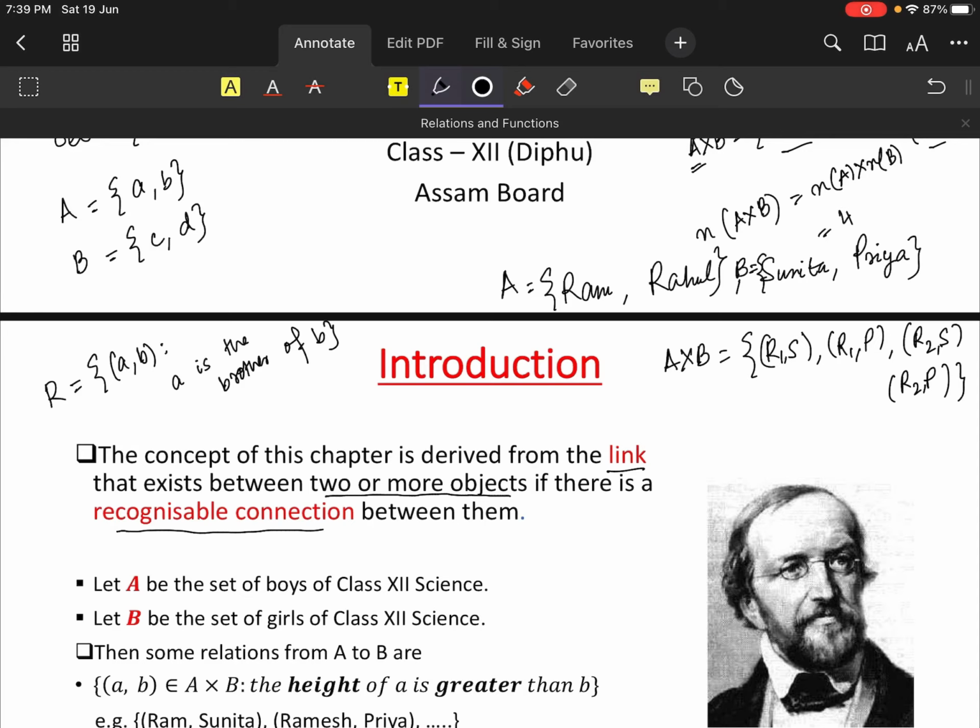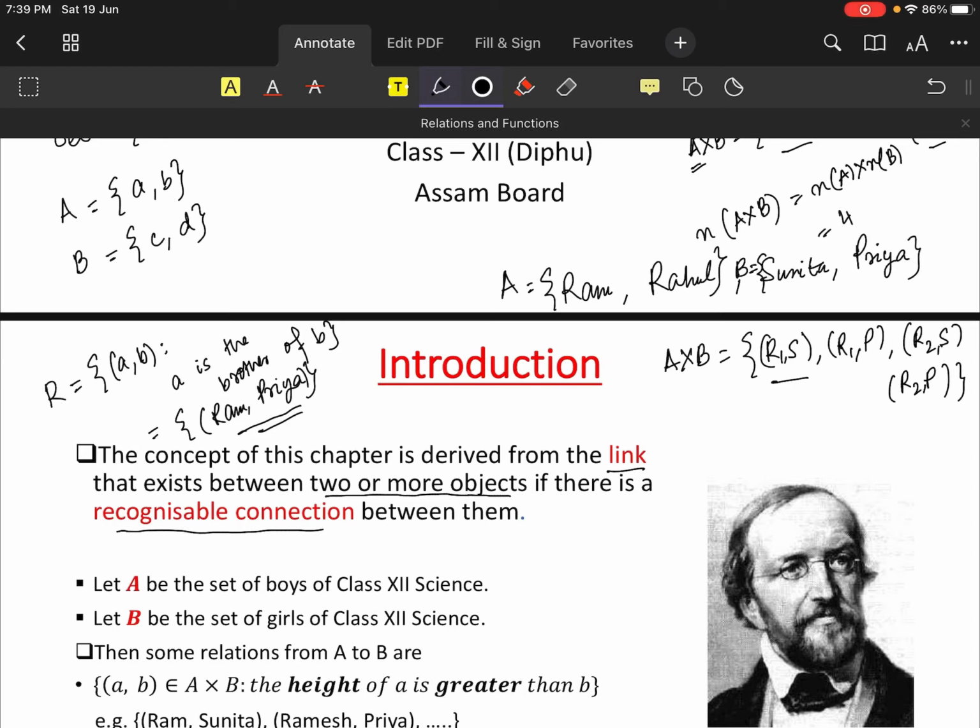So once we know this, if I have to form this relation set, then in roster form it will be Ram, Priya. That's my relation set. Now you see, I cannot have Ram and Sunita here as an ordered pair because Ram is not the brother of Sunita, so it does not satisfy the relation. Same goes with Rahul and Sunita. Rahul and Priya are not brothers and sisters, so they will not satisfy this relation and will not come under this relation set.